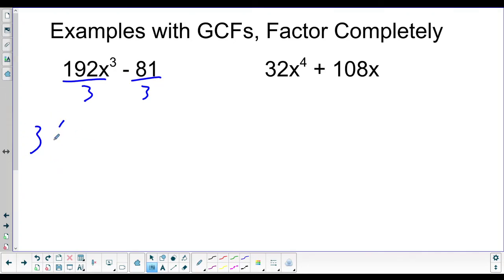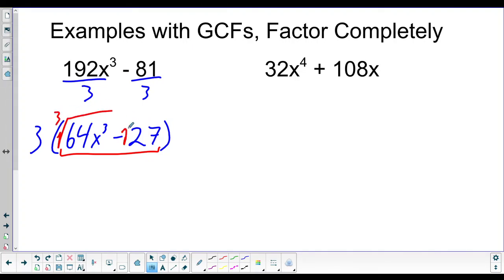So 3 goes into 192. Hang on. Put my 3 out front. It's my little brother. I can't forget it. 3 goes into 192 64 times. Bring down your x cubed because we didn't take out any x's. 3 goes into 81 27 times. All right. Now, we're going to do the SOAP formula on just the inside here. So we're going to take our cube root on both terms. The cube root of 64 is 4. And the cube root cancels the cubed on the x, and we have just x. B, the cube root of 27, is 3.